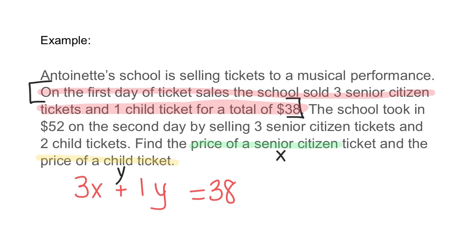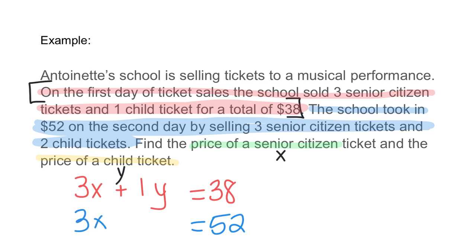Now, you don't have to put a 1 with the Y. It's not wrong if you do. It's not wrong if you don't. But you need just a plain Y or 1Y there for that first statement. And then the second sentence for the second day tells me that their total was $52. So I know my second day equation is going to equal 52. And that $52 comes from 3 senior tickets and 2 child tickets. So 3 senior plus 2 child.